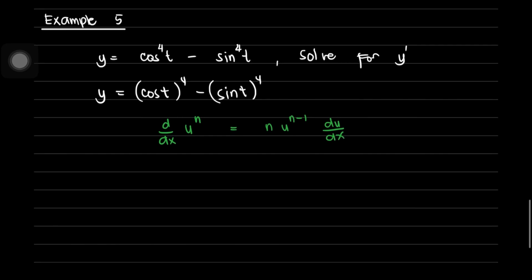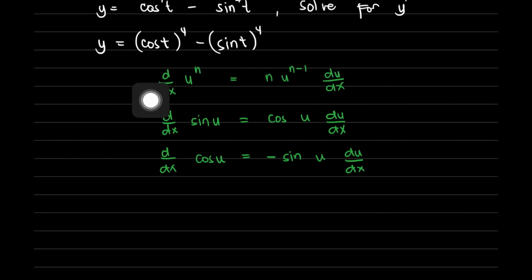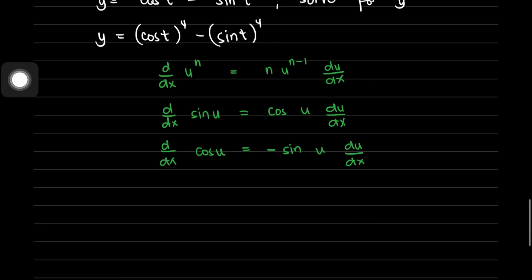Also, we have in here cosine of u and sine of u. So the derivative with respect to x of sine of u is equal to cosine of u du over dx, and the derivative with respect to x of cosine of u is equal to negative sine of u du over dx. Right. Now that we already know the formulas that we need to use, then we can now proceed with the solution here.